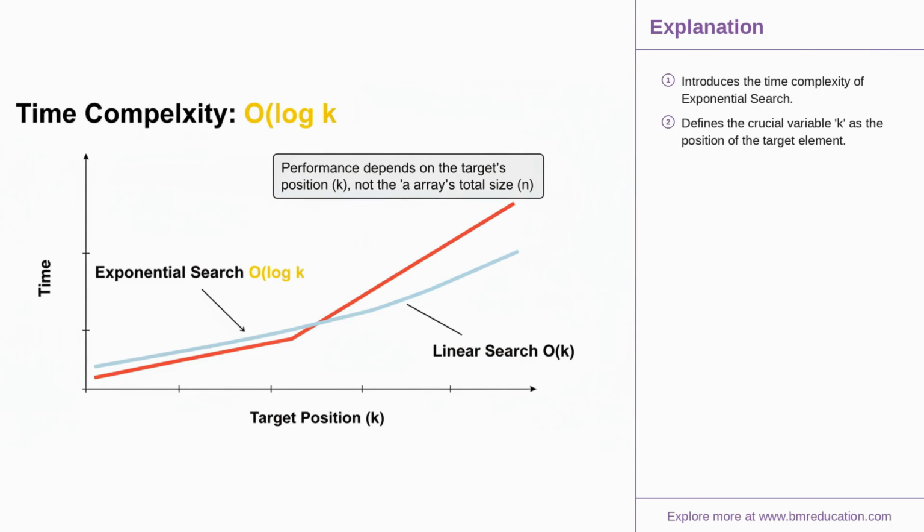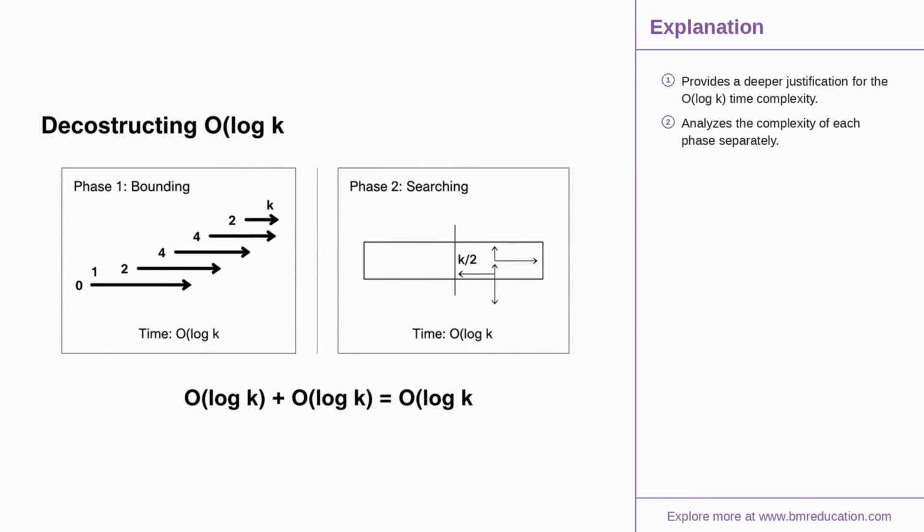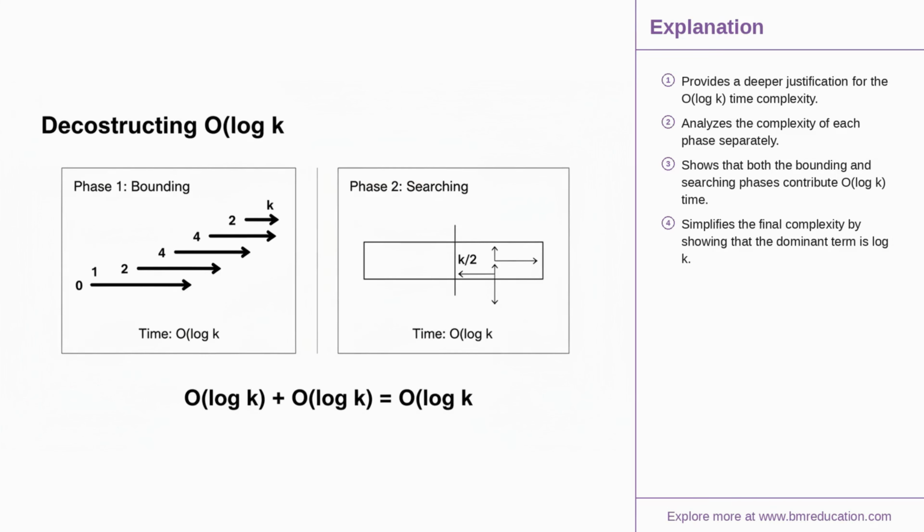So how fast is this two-phase process? The time complexity of exponential search is O(log k), where k is the actual position of the target element. This is incredibly efficient, especially when k is small compared to the total size of the array. Let's quickly break down where O(log k) comes from. The bounding phase involves doubling our index I until it surpasses k. This takes about log k steps. The second phase, binary search, runs on a range of size k/2, which also takes O(log k) time. Added together, the complexity remains O(log k).